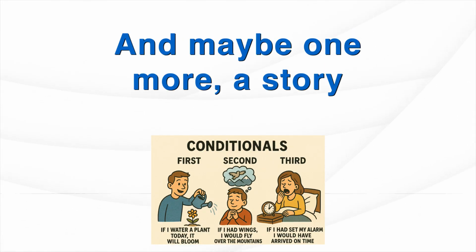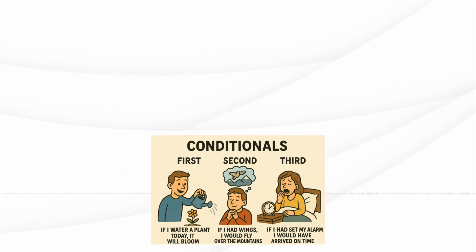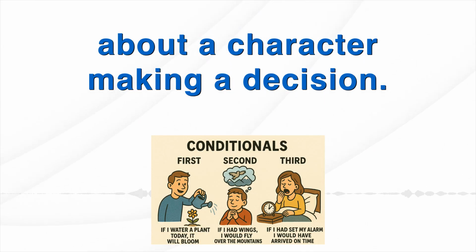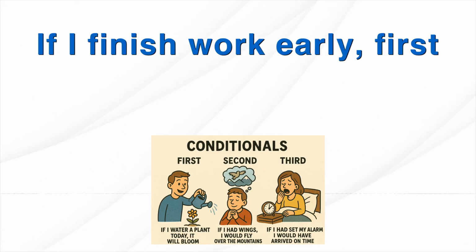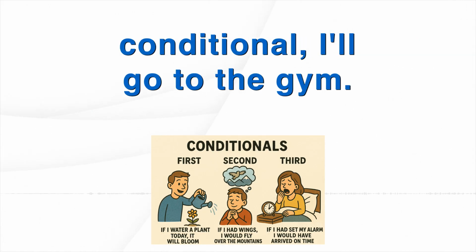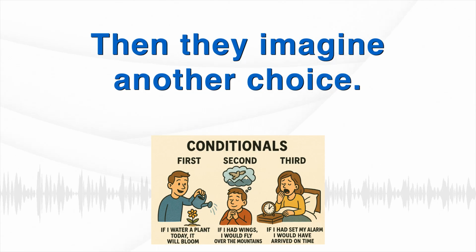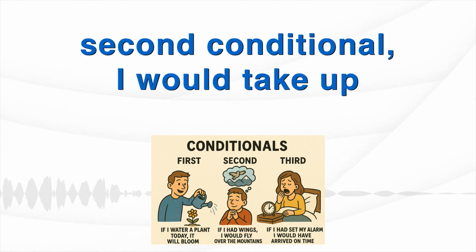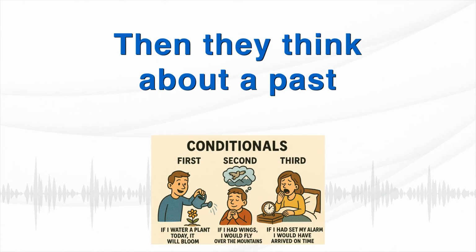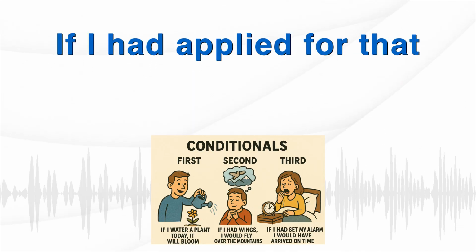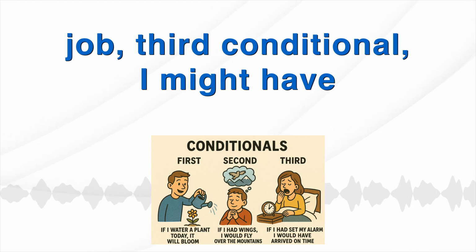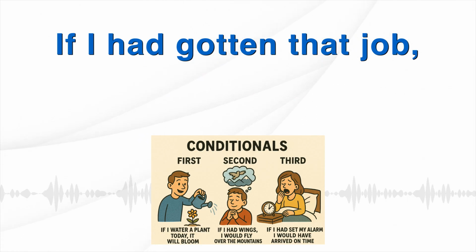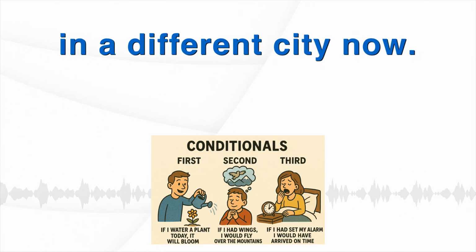And maybe one more. A story-based memory palace. Sounds intriguing. Try creating a short story, maybe about a character making a decision. Okay. First, they make a plan. "If I finish work early," first conditional, "I'll go to the gym." Then they imagine another choice. "If I had more free time," second conditional, "I would take up painting." Then they think about a past missed chance. "If I had applied for that job," third conditional, "I might have gotten it." Right. And finally, connect past to present. "If I had gotten that job," mixed conditional, "I would be living in a different city now."